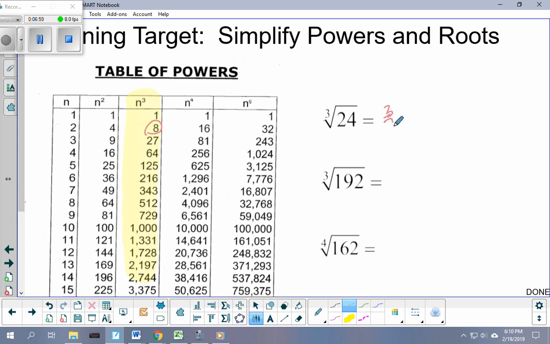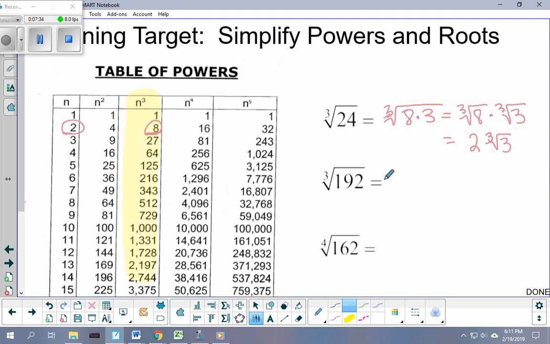8 times 3 is equal to 24. And remember, using the property from before, we break that into the cube root of 8 times the cube root of 3. And we can evaluate, what is the cube root of 8? Well, if we look on our chart, 8 is a perfect cube, and that would be 2 to the third power. So the cube root of 8 is 2, and then times the cube root of 3.